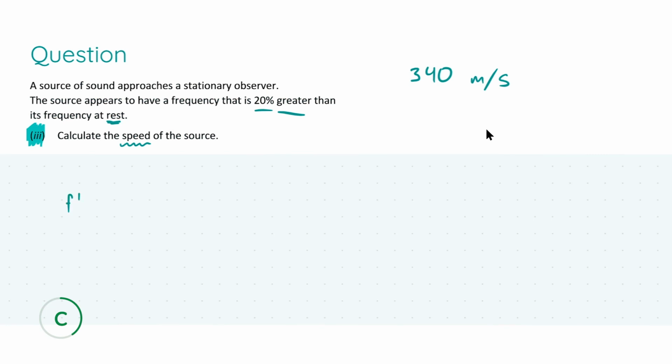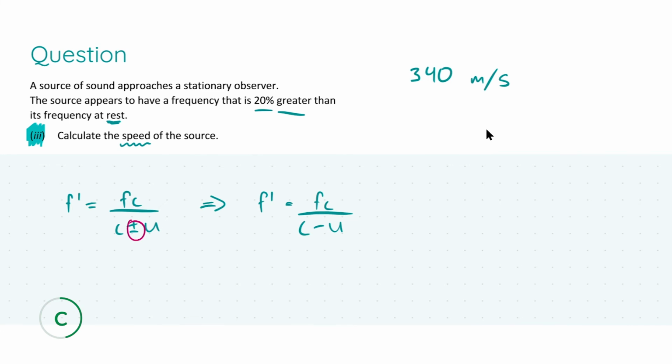We have f prime equals f c times c, and then we have plus or minus u. The important thing here is determining which symbol it is, and that depends on which direction the source of the sound is moving relative to the observer. In this case, because the source of the sound is approaching the observer, the formula takes on the form f prime equals f c all over c minus u. So that basically means it's coming towards the observer.